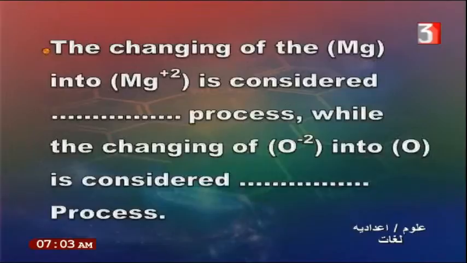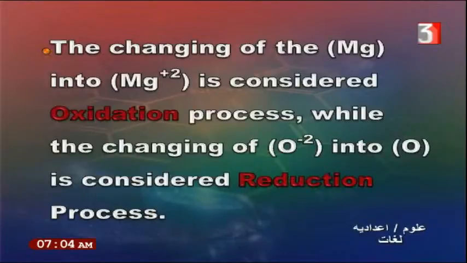Another question, complete: the changing of magnesium into magnesium ion is considered a blank process, while the changing of oxide ion into oxygen is considered a blank process. The changing of magnesium into magnesium ion is considered oxidation because the magnesium loses two electrons in the chemical reaction, while the changing of oxide ion into oxygen is considered a reduction process.